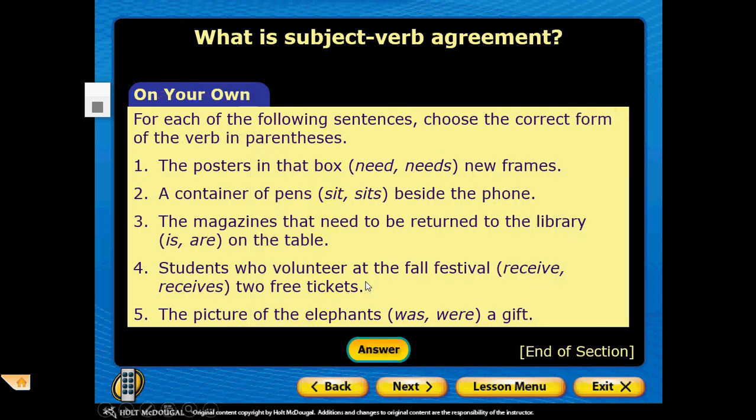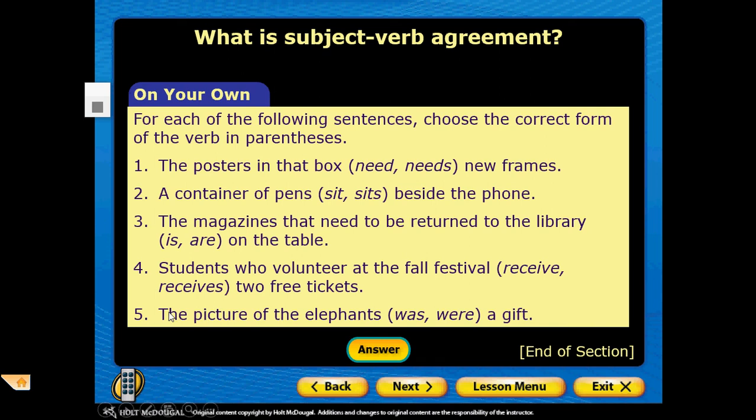Wonderful, boys. So let's move on to number 4. Students who volunteer at the fall festival receives 2 free tickets. Again, Anthony, remember, we need to ask ourselves the same question, which is, who receives 2 free tickets? Is it students or is it festival? Students. Very good. Students is? Plural. Very good. Okay. So therefore, because we've had enough S's for this sentence, we would need the verb to be receive. Yeah, very good.